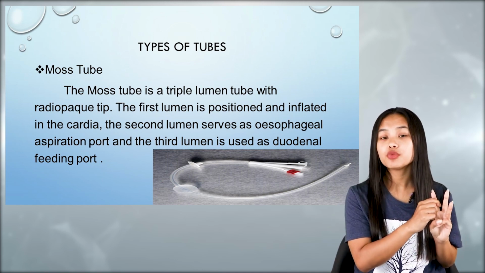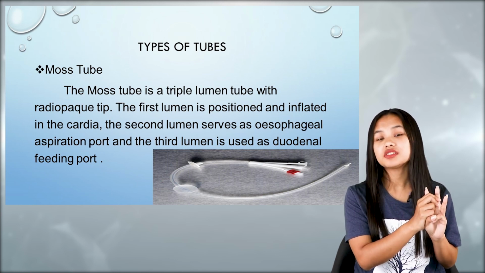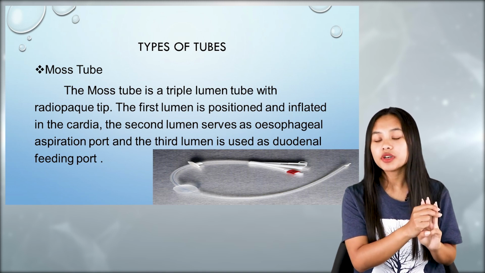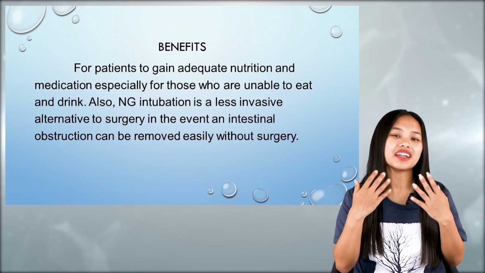Here the first lumen will be positioned and inflated in the cardia. The second lumen serves as an esophageal aspiration port. And the third lumen is used as a duodenal feeding port. So here you must keep in mind that these are the three most common nasogastric tubes: the Levin tube that consists of one lumen, the Salem Sump tube which consists of two lumen, and the Moss tube which consists of three lumen. So what is the benefit of providing this tube?